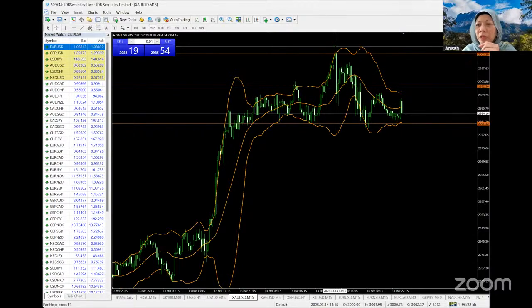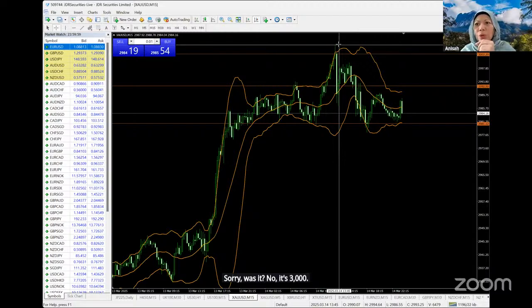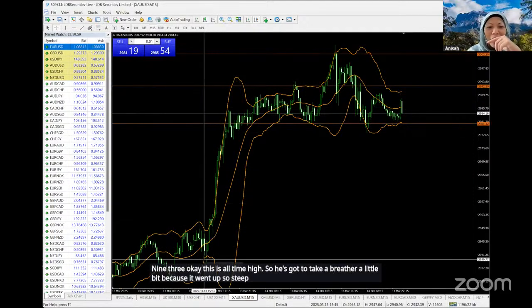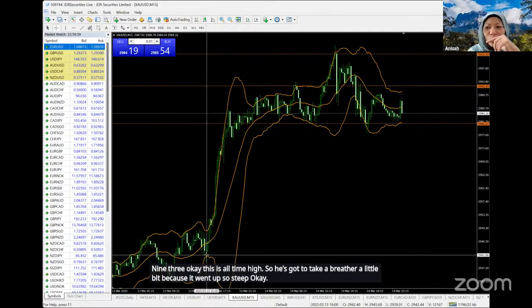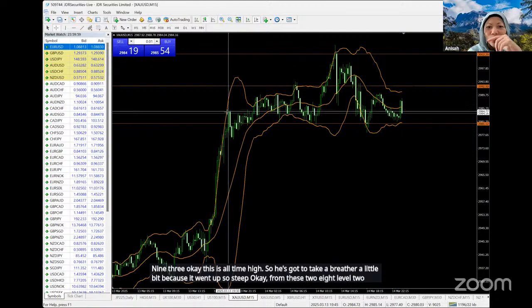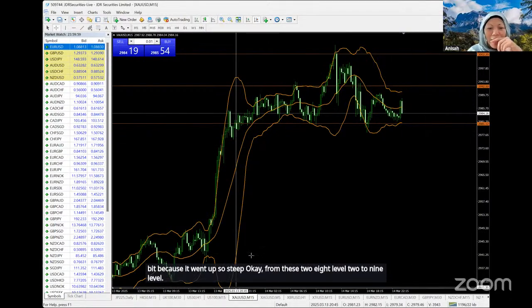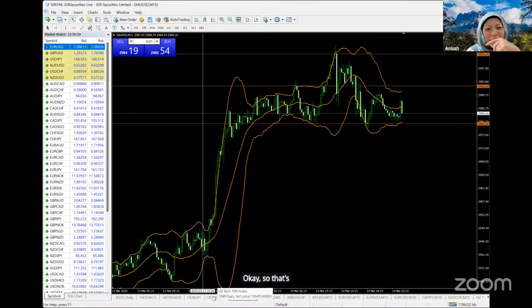Sorry, was it? No, it's 3,004.93. Okay, this is the all-time high. So it's got to take a breather a little bit because it went up so steep, from this 2.8 level to 3,000 level. So that's gold. Let's move a little bit into index.